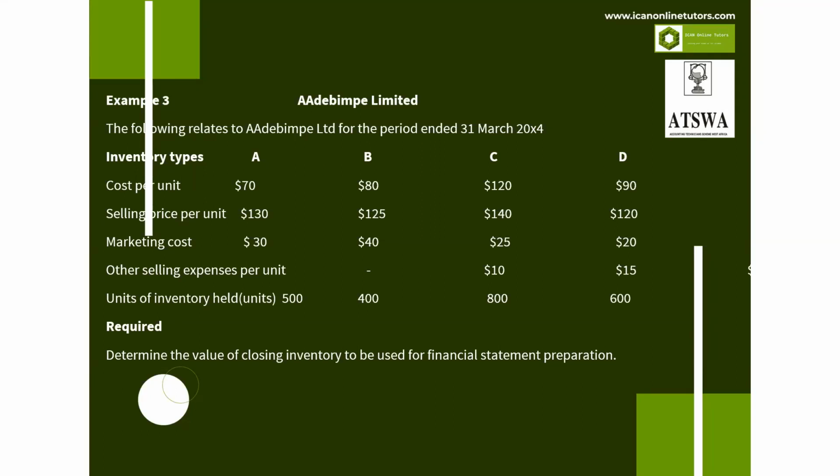If you notice, example 1 is based on measurement, example 2 is based on measurement, and example 3 is the very type of example we need to write this exam. This is actually coming from one of the past questions. What did I change? Just the name. Every other thing remains the same. So determine the value of closing inventory.